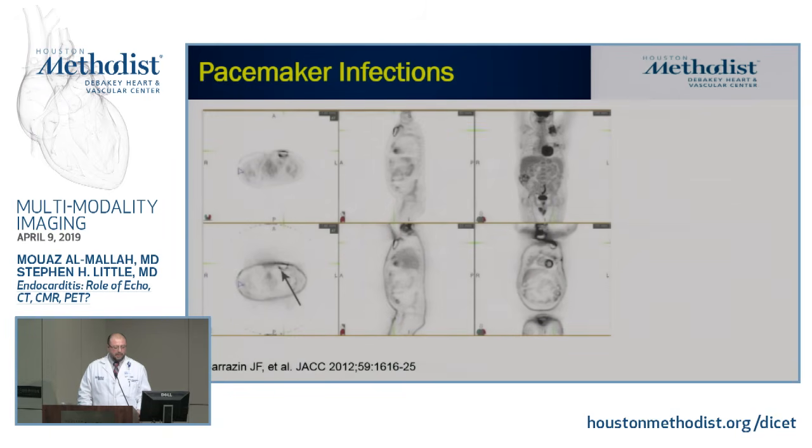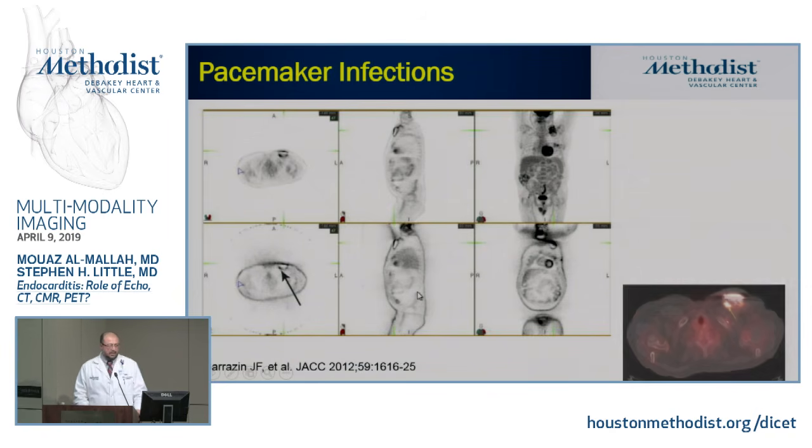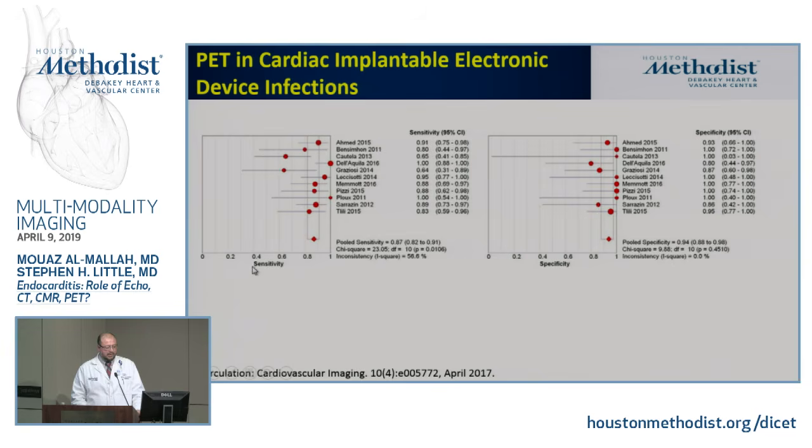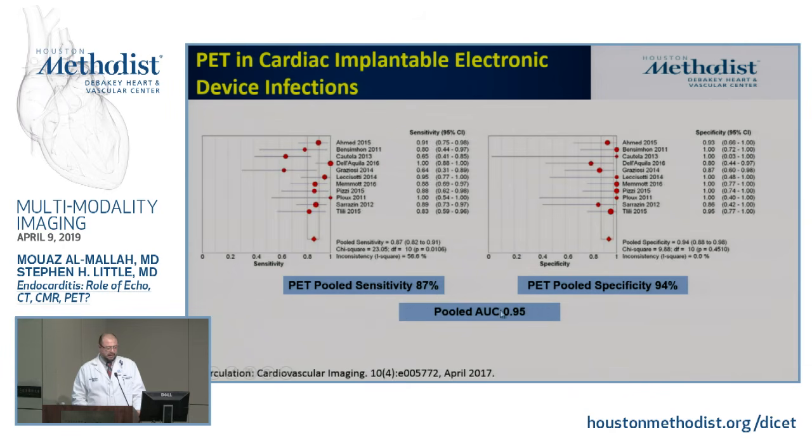We can also help with pacemaker infections. So here's, for example, a pocket infection. Here could be a lead infection, or it could be at the lead insertion. So it does help with that. And there has been a meta-analysis looking at these specifically, looking at devices. And with PET, 87% sensitivity, specificity 94%, and overall accuracy about 95%. So it does improve it significantly compared to what we see with other modalities.